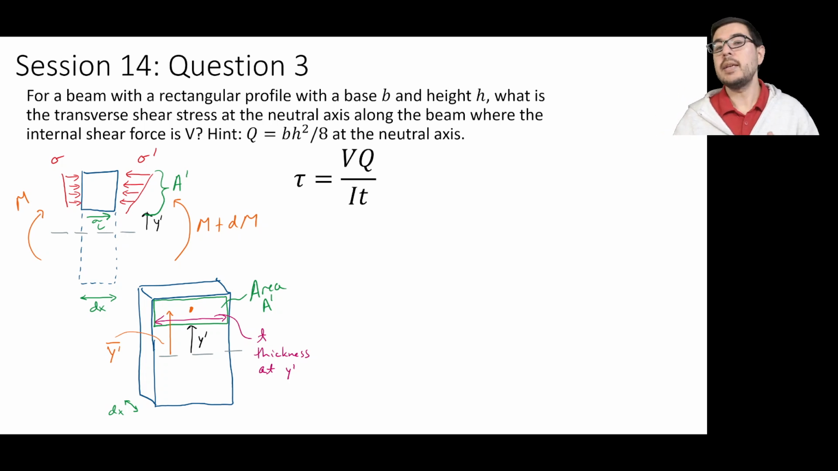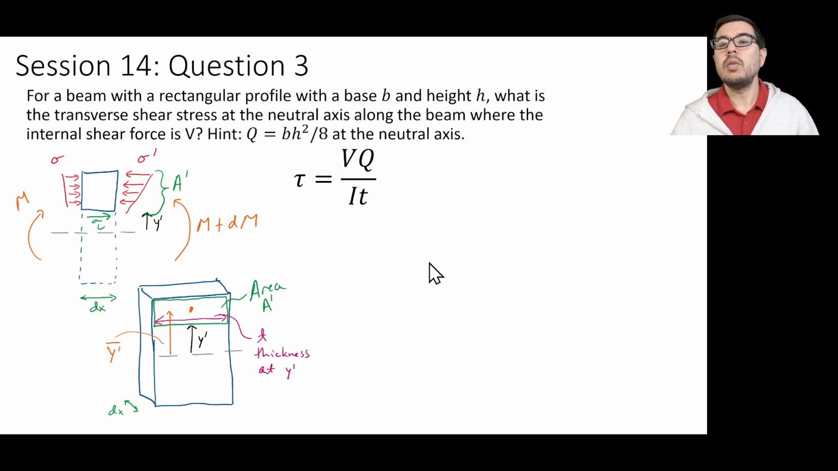This problem asks us to calculate the transverse shear stress at the neutral axis along a beam where we have some internal shear force V. So what you see here are the general representations for what we use to calculate the transverse shear stress, including the shear formula, which is that the internal shear force times the first moment of area divided by the second moment of area times the width or the thickness of the beam will give us the transverse shear stress.